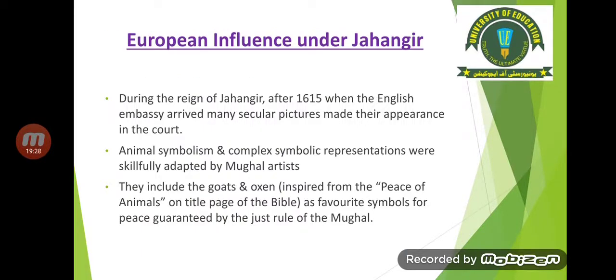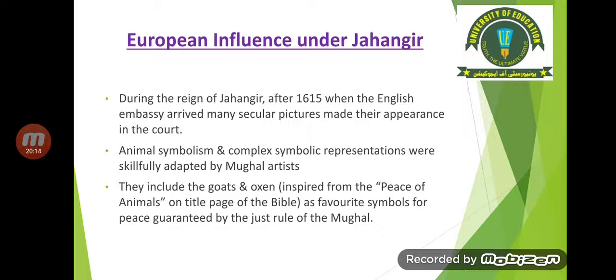European influence under Jahangir. We also used to see different symbolic elements in the Mughal miniatures as well. But from where this symbolism has come, it is very important to know. That's why we see how this influence got started during the reign of Jahangir after 1615. When the English embassy arrived, many secular pictures made their appearance in the court.